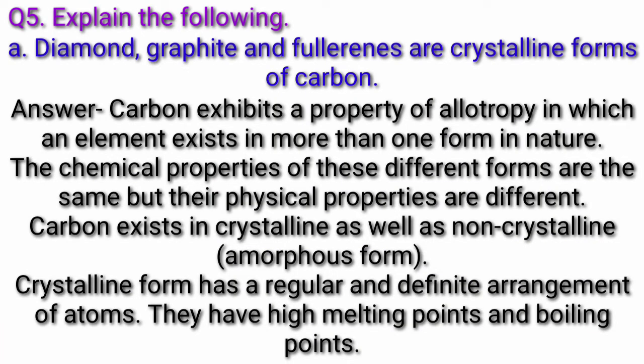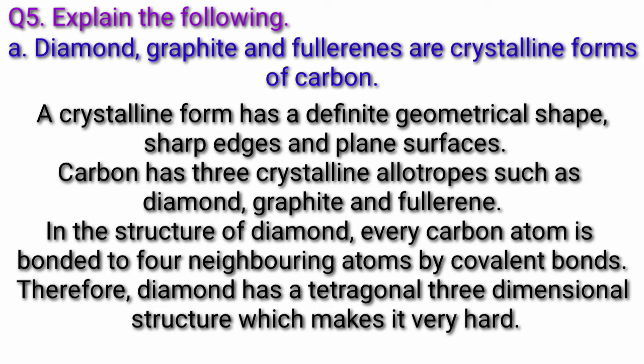Answer. Carbon exhibits a property of allotropy in which an element exists in more than one form in nature. The chemical properties of these different forms are the same, but their physical properties are different. Carbon exists in crystalline as well as non-crystalline forms. A crystalline form has a regular and definite arrangement of atoms. They have high melting points and boiling points. A crystalline form has a definite geometrical shape, sharp edges, and plane surfaces.